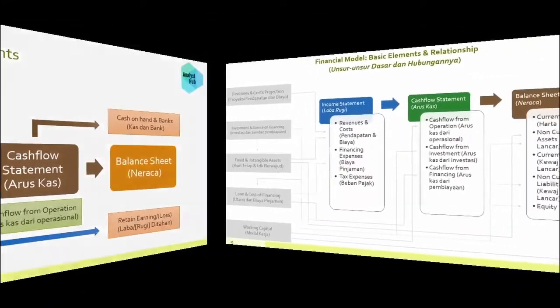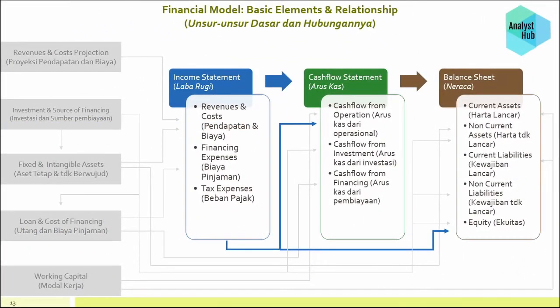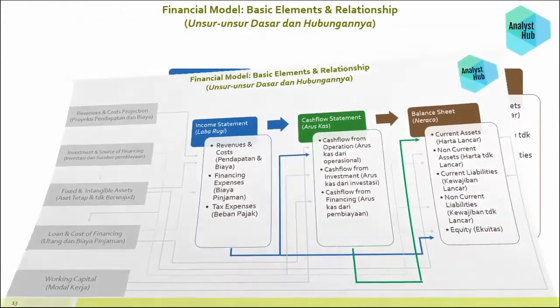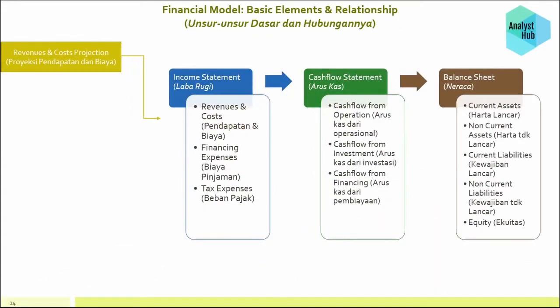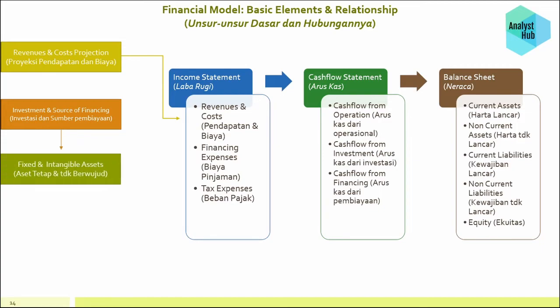The following is the relationship between financial statements in a financial model. The projection of net income affects cash flow from operation and retained earnings or retained loss on the balance sheet. Sequentially, the result of the cash flow projection determines the value of current assets, which is cash on hand and banks. I show you the recap of all the connections. If this diagram is too complicated to understand, you can rewatch the video again.